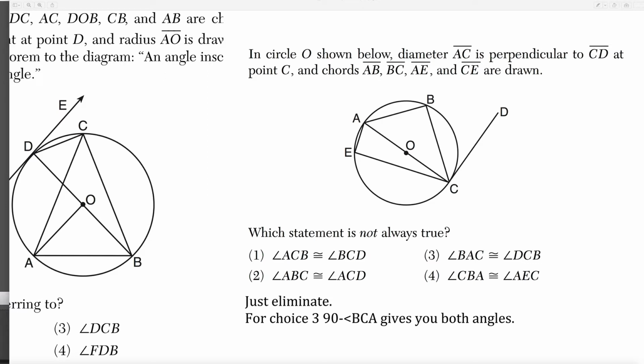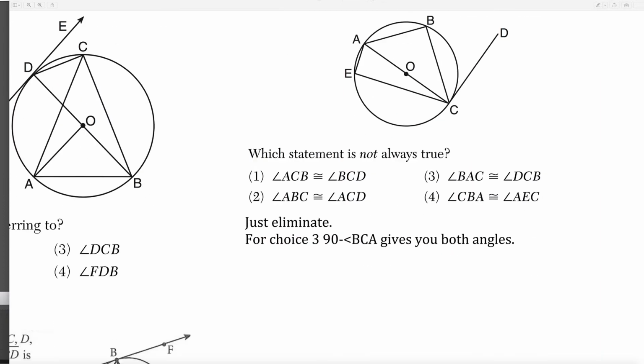Let's say I just told you that angle BCA equals 30 degrees. What does angle BAC equal then? They're both 60. What does DCB equal? Also 60, because those two are right angles, and that angle is shared.